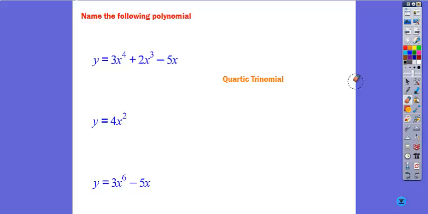The second one, what's the biggest power? 2, so it's a quadratic. And how many terms? Just one term, so it's a monomial.